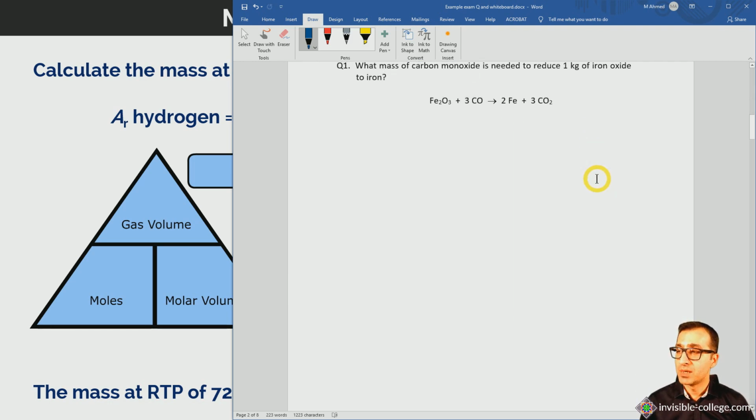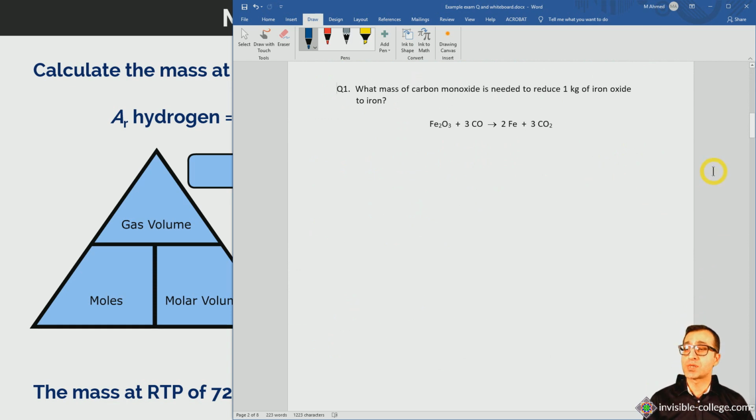So here's the first one. What mass of carbon monoxide is needed to reduce 1 kilogram of iron oxide to iron? So here we have this first problem. Go ahead and have a go at this one for yourselves. All right, so let's walk through how we do this problem. First of all, you'll notice that the mass that we've been given of the iron oxide that we're starting with is not in grams, it's in kilograms. So the first thing that we need to do is to convert this mass into grams. So this is 1,000 grams.